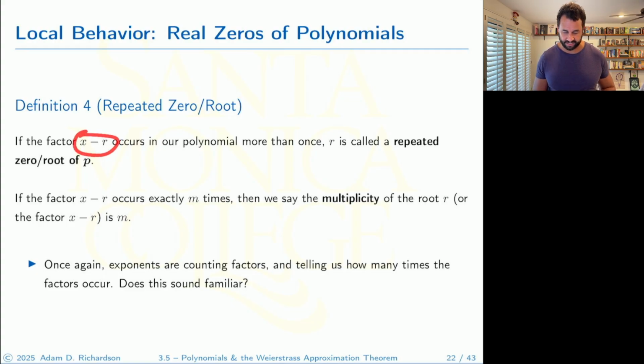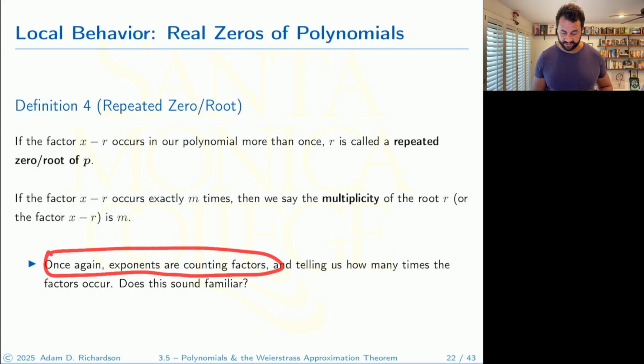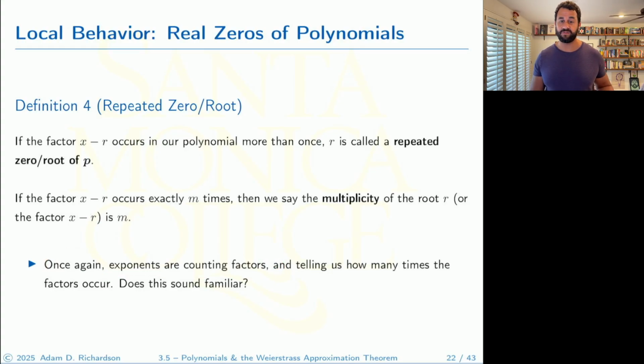So let's talk about repeated zeros. If we have a factor, x minus r, and it occurs more than once, so maybe there's a power of 2 or 3 or 4, then r is what we call a repeated zero or a repeated root of p. If the factor x minus r occurs exactly m many times, then we say the multiplicity of the root r, or the factor x minus r, is m. So you can think of m as the exponent associated with a factor, and that's the multiplicity of that factor.